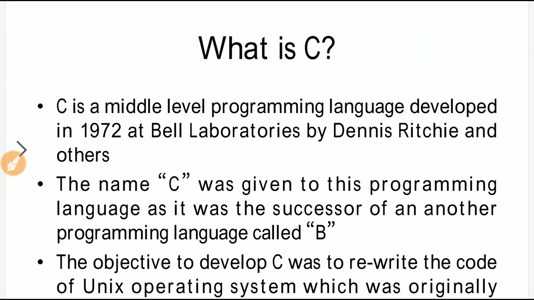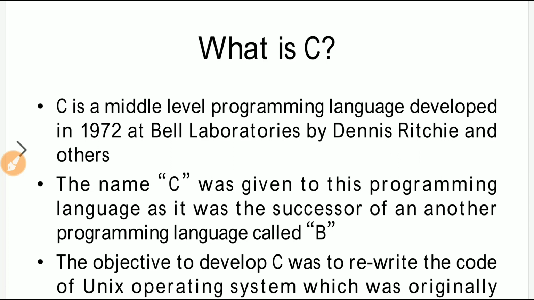What is C? C is a middle-level programming language developed in 1972 at Bell Laboratories by Dennis Ritchie and his associates. The name C was given to this programming language as it was the successor of another programming language called B. So C came after programming language B. That's why the name C was given to C.